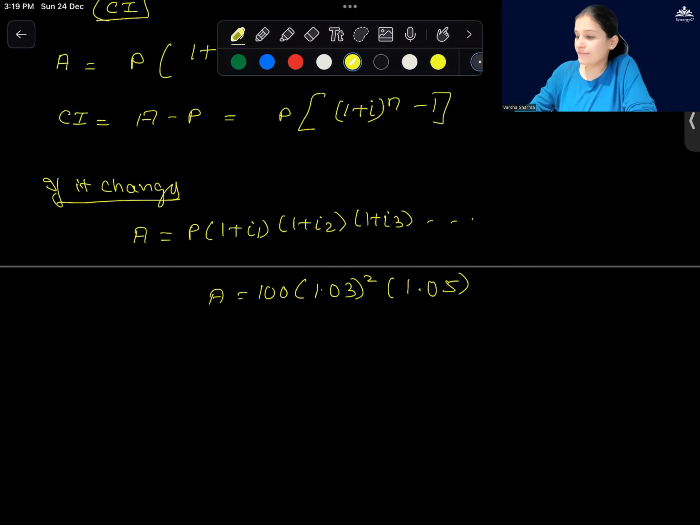1.05. So directly we can have how much? Triple 1.3945. That will be my amount. If I want the compound interest, I'll subtract 100 and it will be 11.394. Clear? Understood? So the first formula is if the interest remains the same throughout the transactional period, and if it changes for every single year, then we'll be using the below formula.